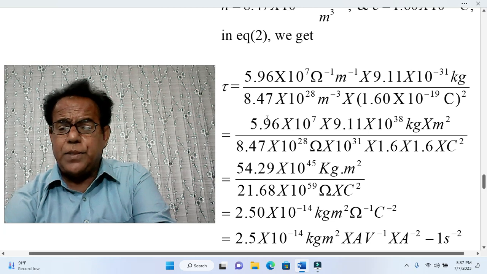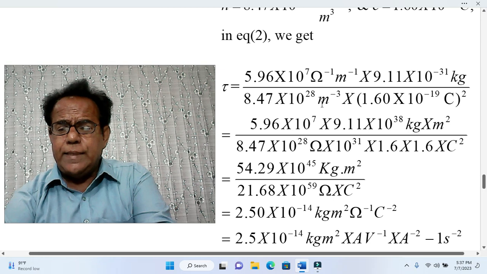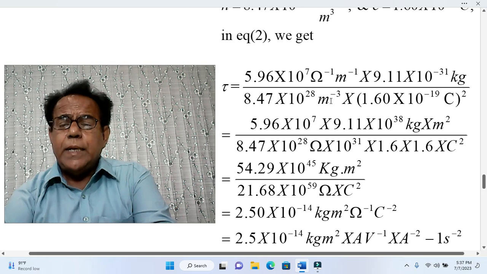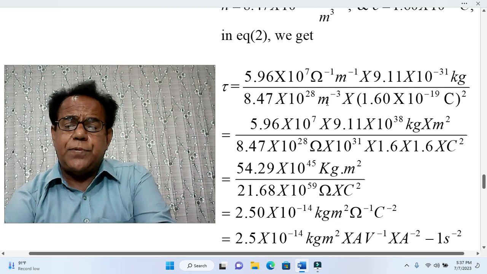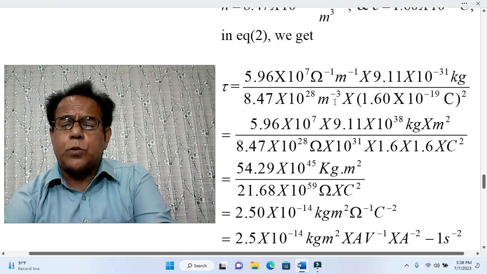Just simplification. Here, dear students, actually the situation is that this meter cube is in minus, so it will be shifted to the numerator and it will become m plus 3. So this m minus 1 and this m plus 3 resultant value will become m plus 2.